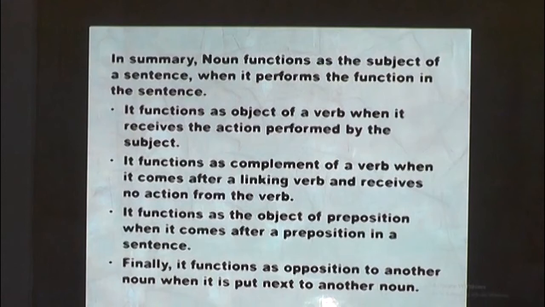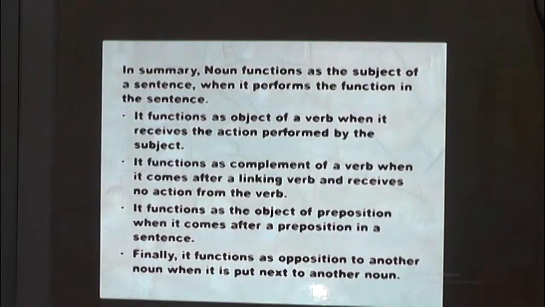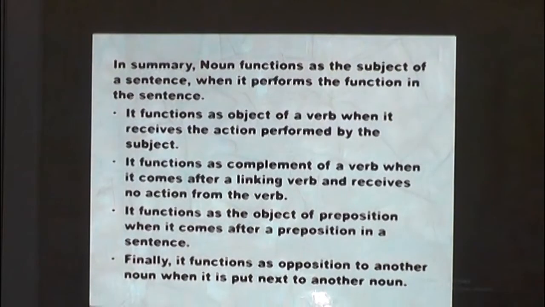It functions as complement of a verb when it comes after what? A linking verb and receives no action from the verb. Do not forget, linking verbs are is, are, am, be, were, was, been, and being. So all these are linking verbs. And when a noun comes after all these verbs, they are referred to as what? Complement of a verb or subject's complement, because they help to define the noun, the subject in that sentence.